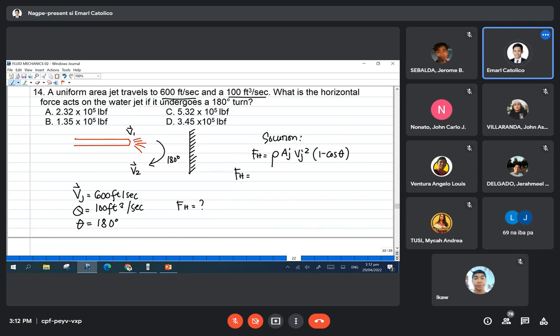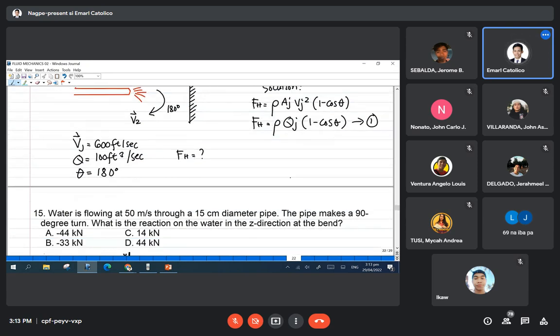Density natin, anong unit to? English, ano? 62.4 pound mass per cubic feet. Area natin, pwede natin siyang i-rewrite as density, area times velocity, Q, no? Qj. 1 minus cosine theta. Serve natin as equation number 1. Ako na lang ilagay sa baba.